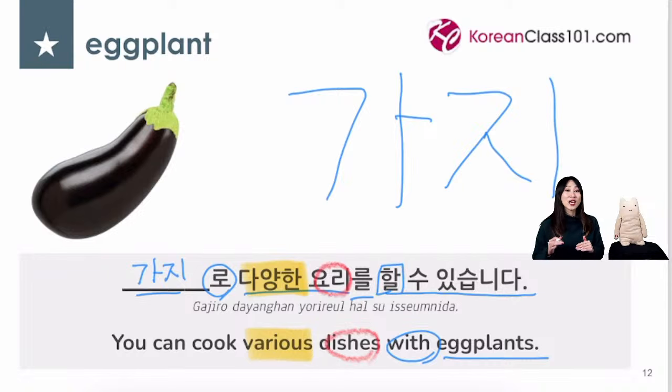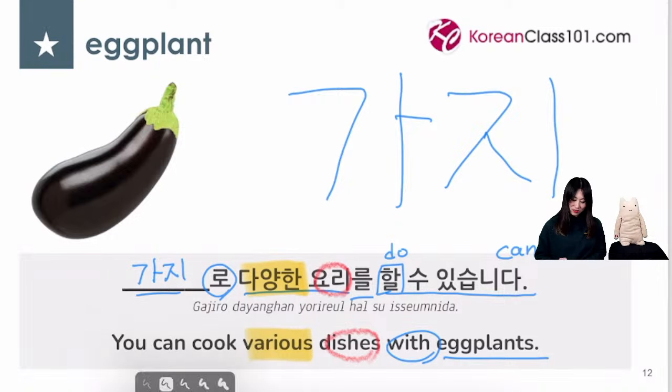할 is from 하다, do. 수 있습니다 means can. So, 가지로 다양한 요리를 할 수 있습니다. It literally means with eggplant, you can do a variety of dishes. Or in English, you can cook various dishes with eggplant. Yes, 가지. The common dish is 가지 무침. You boil the eggplant and use some sauce. 가지 무침.